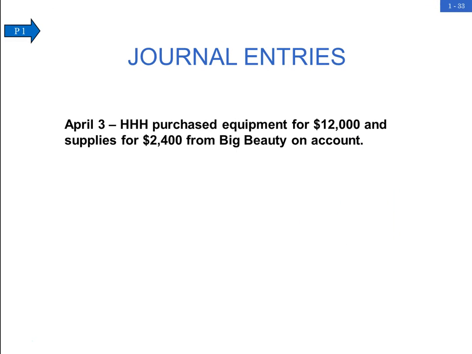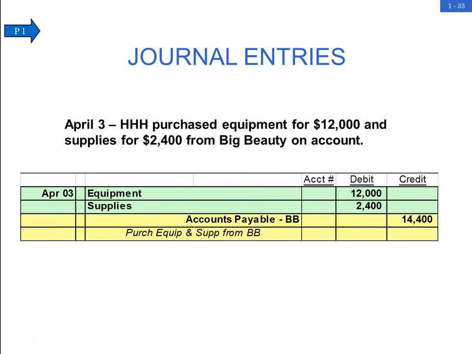Next, April 3rd, Harriet the haircutter of Hollywood purchased equipment for $12,000 and supplies for $2,400 from Big Beauty. It's a big supplier for us on account. We're not paying cash, right? So 2 asset accounts, right? Equipment and supplies need to be increased. Assets are, of course, normal debit balances. To show increases in them, we debit them. And we haven't paid cash here. We owe Big Beauty, so we have to credit a liability account called accounts payable, Big Beauty specific.